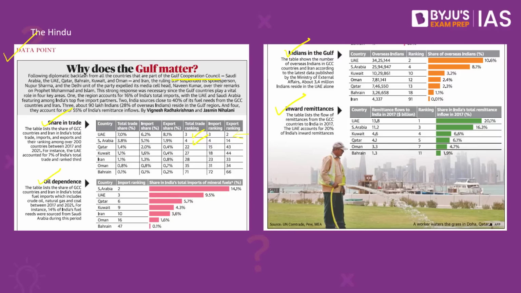Moving on to oil dependency, note the Gulf Cooperation Council along with Iran accounts for almost 40% of India's fuel oil needs. When it comes to diaspora, almost 90 lakh Indians, accounting for 28% of overseas Indians, reside in the Gulf region. UAE alone accounts for around 3.4 million Indians. When it comes to remittances, the Gulf region accounts for 55% of India's inward remittance flow, with UAE alone accounting for around 20%. With this basic understanding, let's get back to the question.